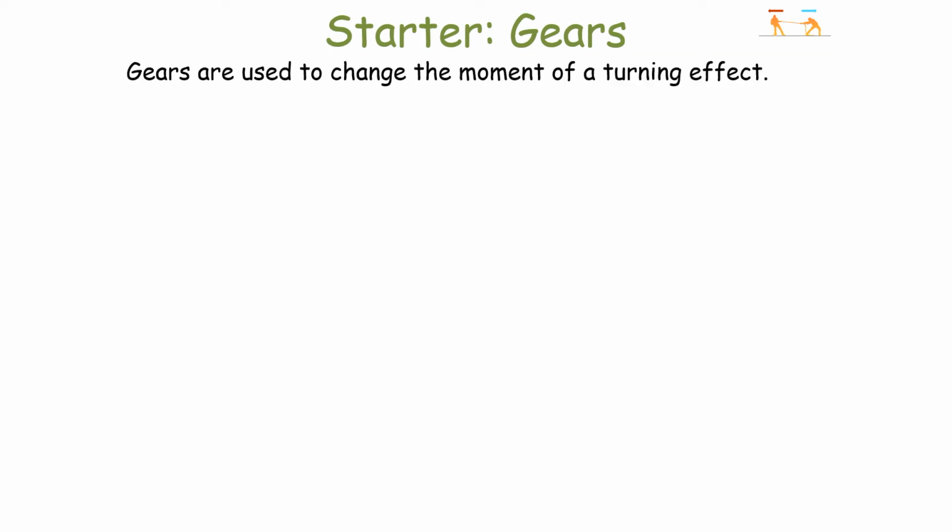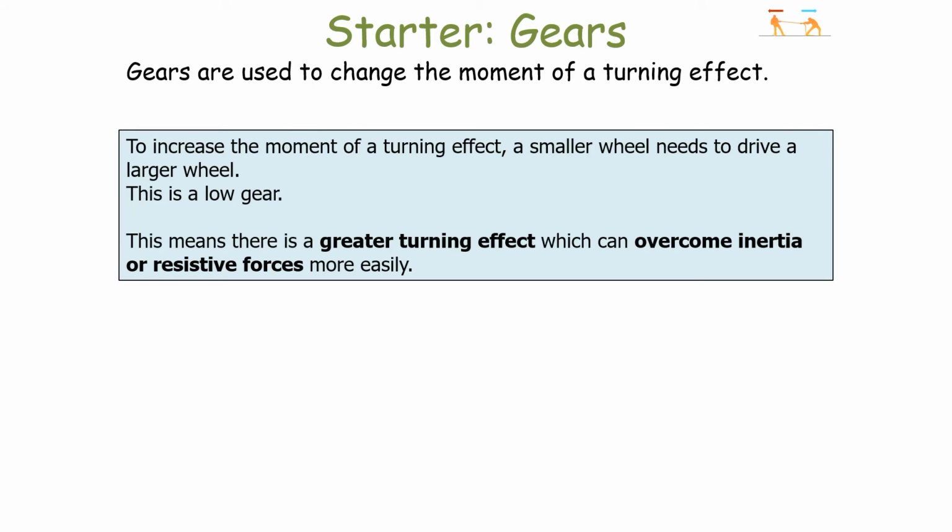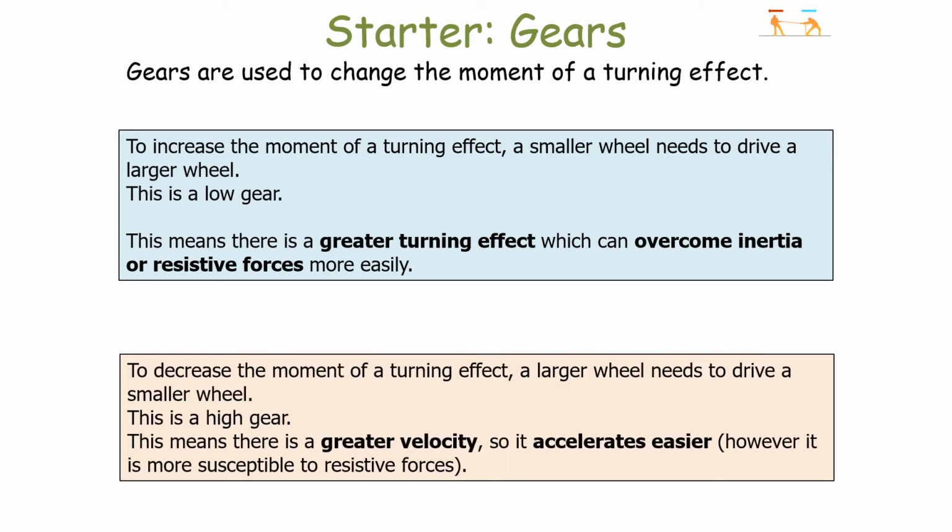So gears are used to change the moment of a turning effect. To increase the moment of a turning effect, a smaller wheel needs to drive a larger wheel. This is a low gear. This means there's a greater turning effect which can overcome inertia or resistive forces more easily. To decrease the moment of a turning effect, a larger wheel needs to drive a smaller wheel. This is a high gear. This means there's a greater velocity, so it accelerates easier. However, it's more susceptible to resistive forces because our moment is smaller.